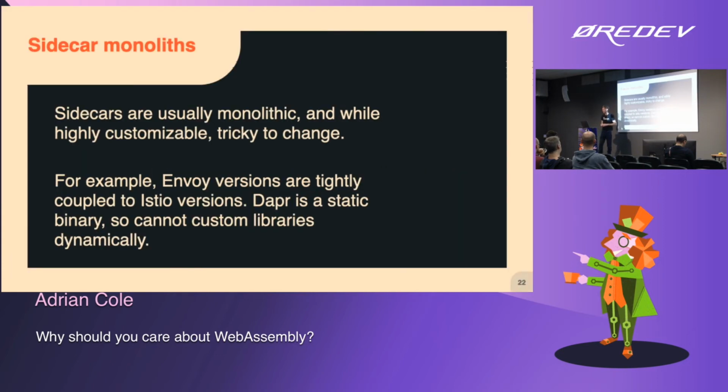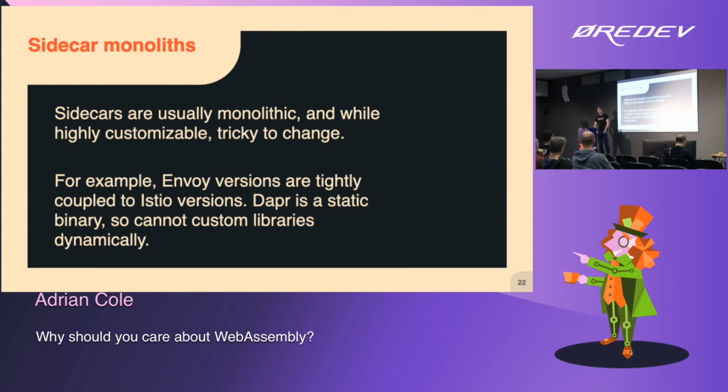So sidecars are monolithic also, and highly customizable, but usually a monolithic build process, which is tricky to change not just because of that, but also because there's deep coupling. For example, if you were to look at Istio, its default build of Envoy is like a tag of another thing, and you'd have to really know a whole bunch of things and then churn your computer for an hour building it.